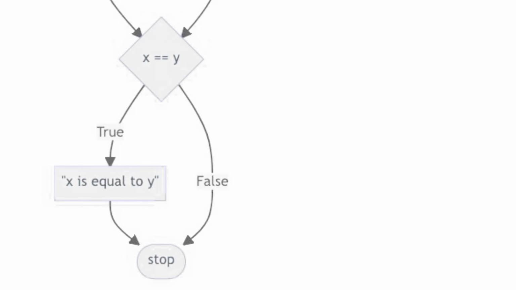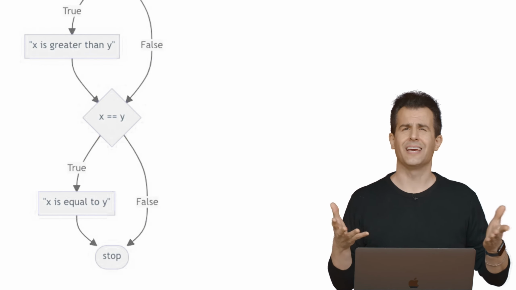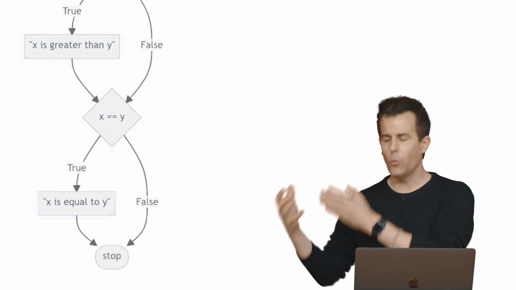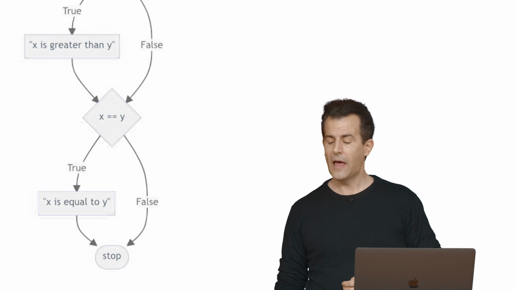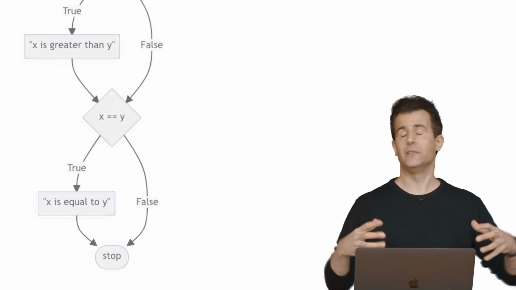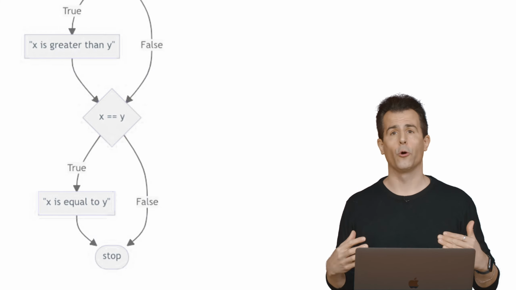The third diamond asks, x equals y. Now, that too has a false answer in this case, because 1, of course, does not equal y. And so we again follow the third false branch here. And that leads us, of course, to stop. And stop just indicates that's it for the program.